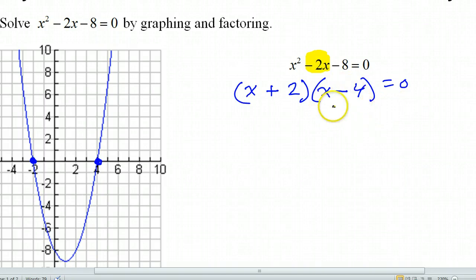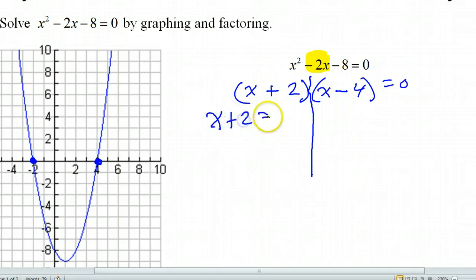How would I keep going in order to find the actual solutions? Make them equal to 0. Make them equal to 0 and solve it. So I would go like this: x + 2 = 0, x - 4 = 0.